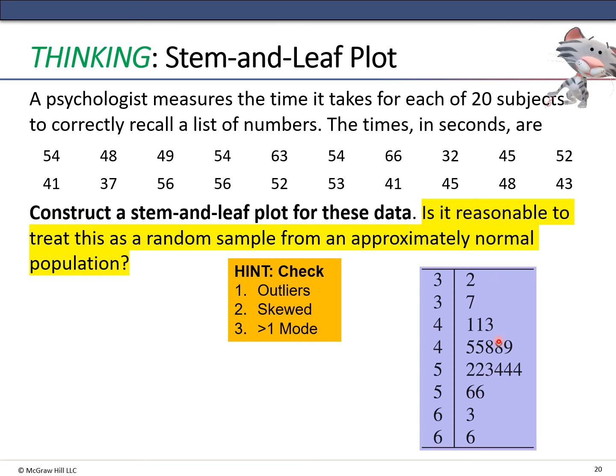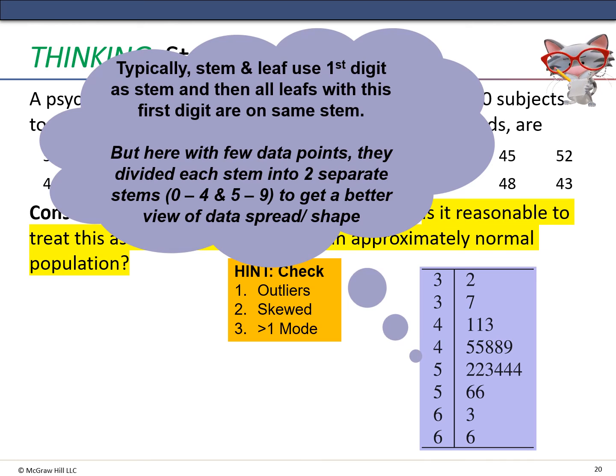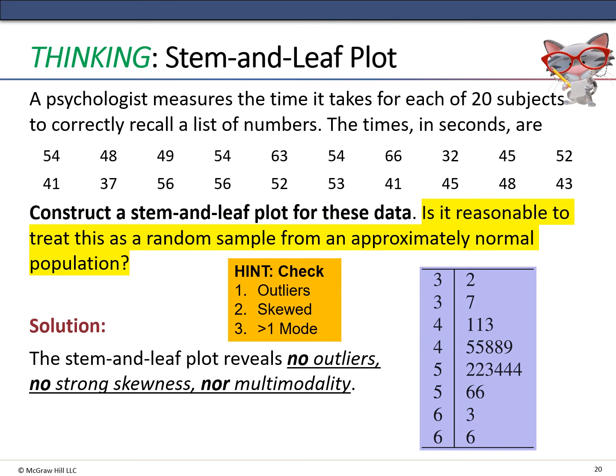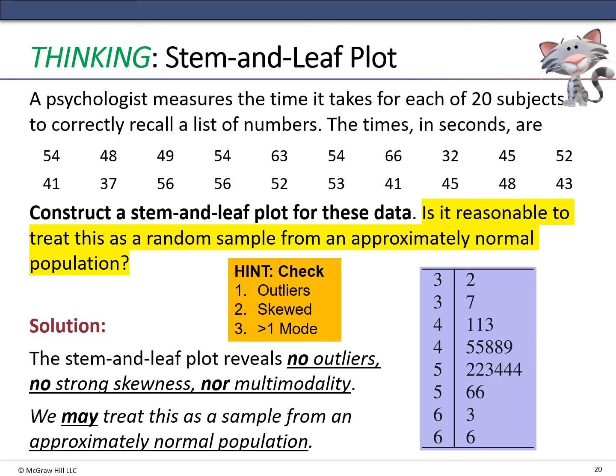So it gives you more detail. There's not much data here, so it allows you to see, and you can really see when they've broken it down this way, how it does mirror a normal curve with our mode being at the lower 5 level. So when they broke down the stems, this gave us a more detailed visual image. And again, we could treat this sample as if from an approximately normal population.